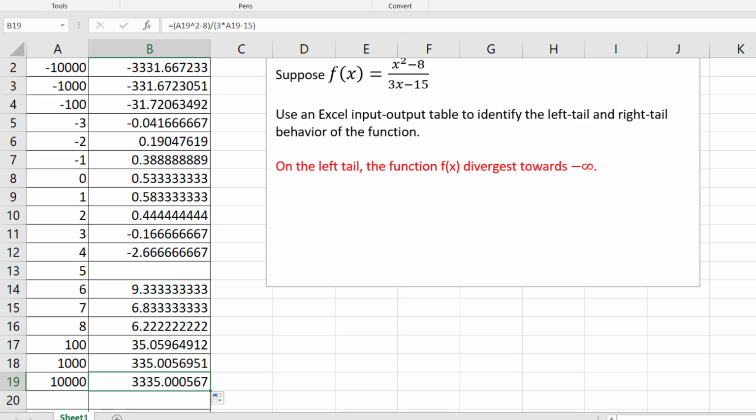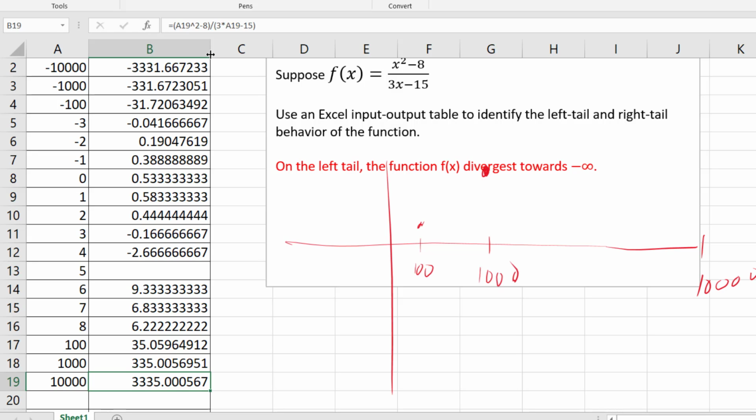3,335. Again, if you think about this on a graph, we'd be saying, all right, at 100, it's a height of 35. At 1,000, it's higher at 335. Again, this is not to scale at all. Way off my screen would be 10,000. It would be much higher. So again, it's actually shooting upwards to positive infinity. So on the right tail, the function is diverging upwards to positive infinity.